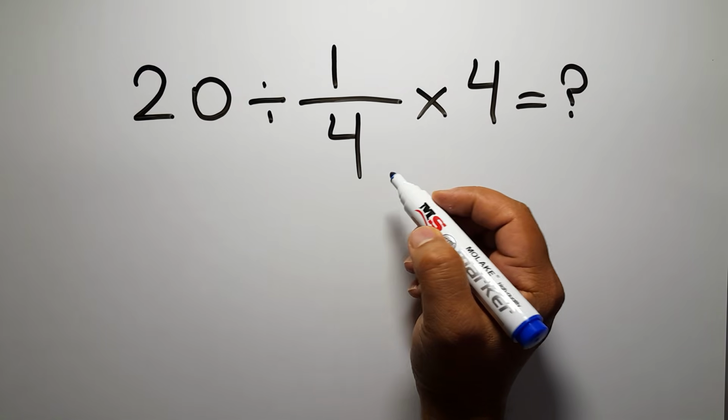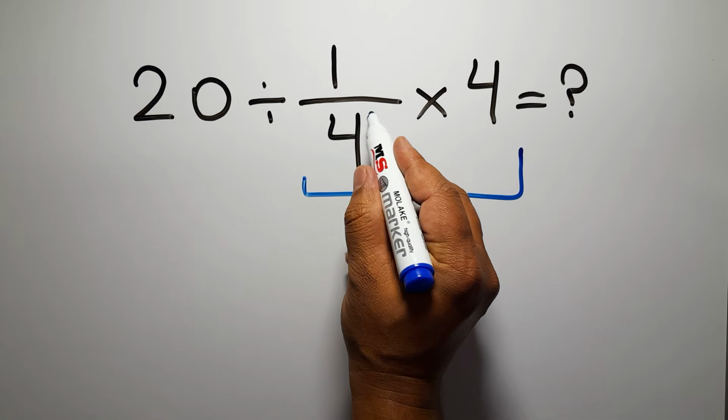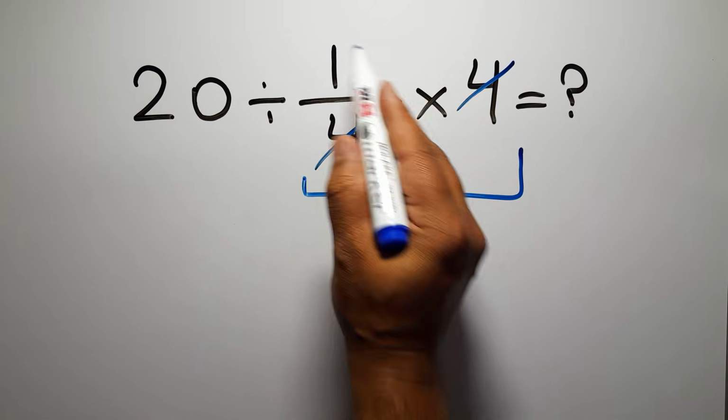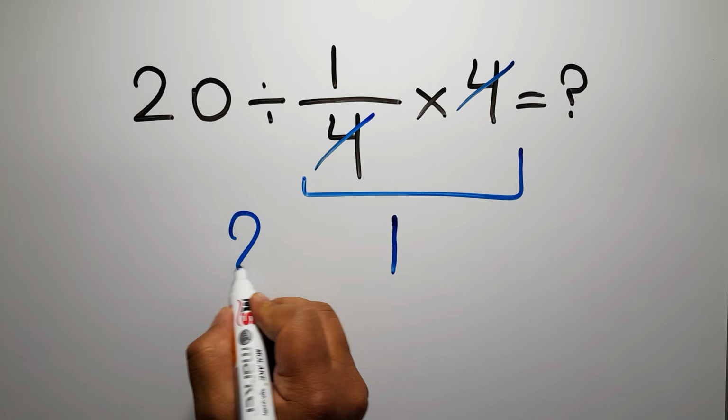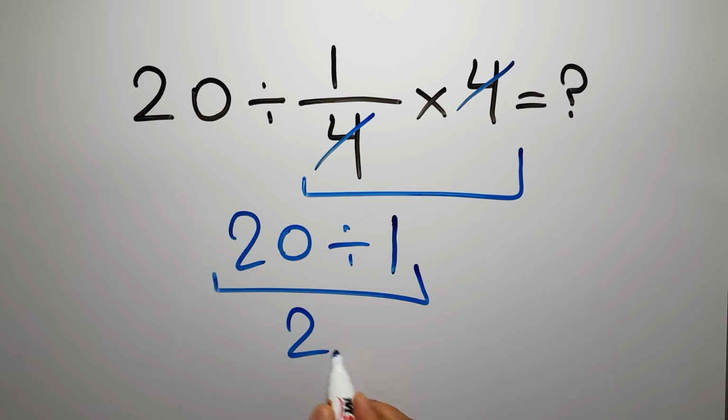First, we do this multiplication. 1 over 4 times 4. We can easily cancel this 4 and this 4, so we have just 1. And 20 divided by 1, which gives us 20.